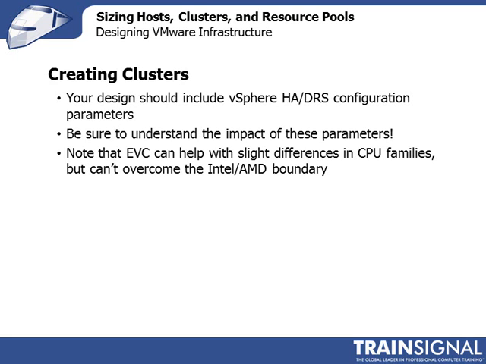If you set, for example, to enforce admission control, what is the impact of that? If I set a failover level of 2 failover hosts, what is the impact of that? If I use the percentage failover to be able to say I want to support up to 50% failures, what is the impact of that? If I configure DRS in a certain way, what is the impact of that? If I configure DRS to be fully automated or to be manual, what is the impact of that? You have to make sure that you understand the impact of each of these parameters.